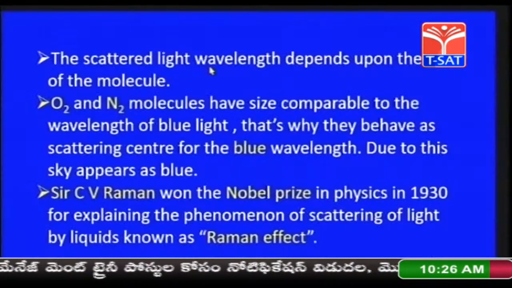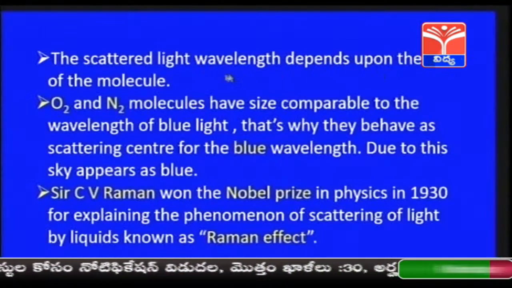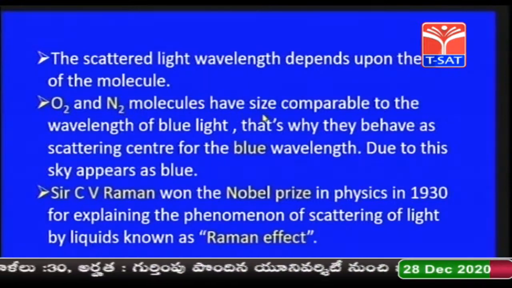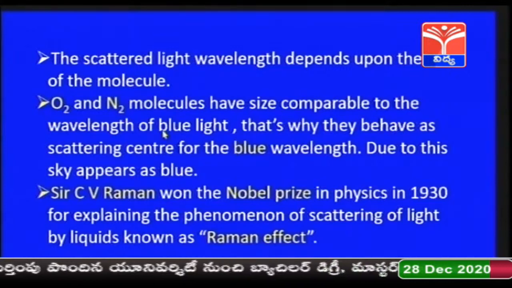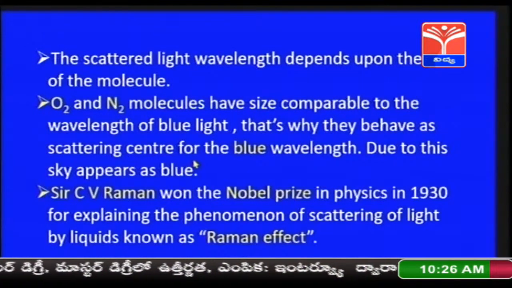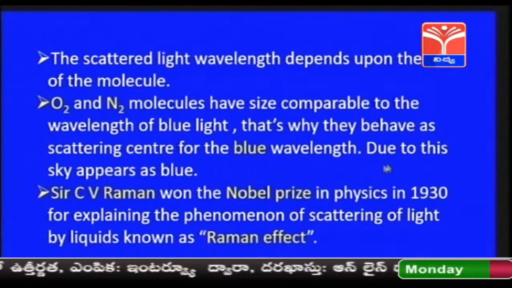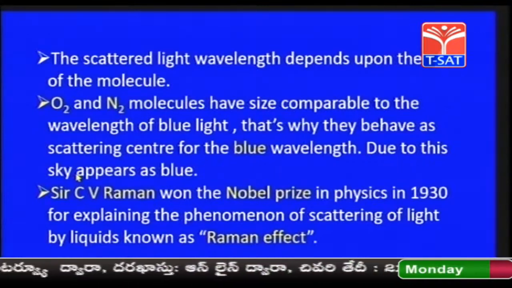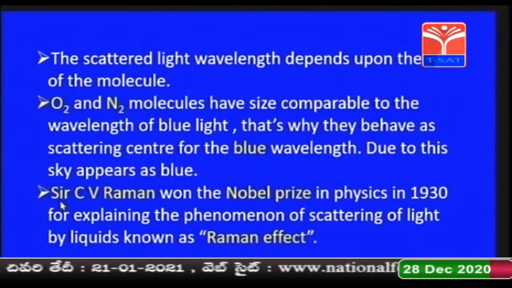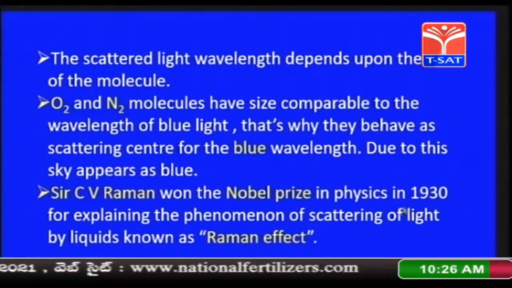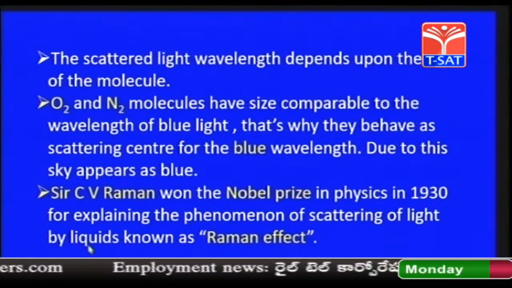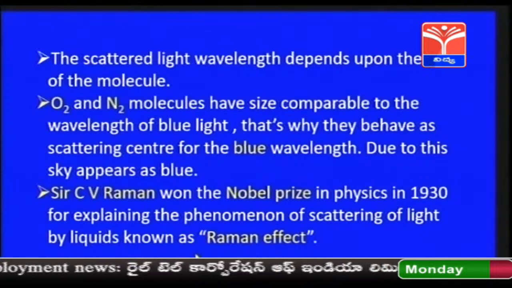The scattering light wavelength depends upon the size of the molecule. Oxygen and nitrogen molecules have a size comparable to the wavelength of blue light. That's why they behave as scattering centers for the blue wavelength. Due to this reason, the sky appears blue. Sir C.V. Raman won the Nobel Prize in Physics in 1930 for explaining the phenomenon of scattering of light by liquids, known as the Raman effect.